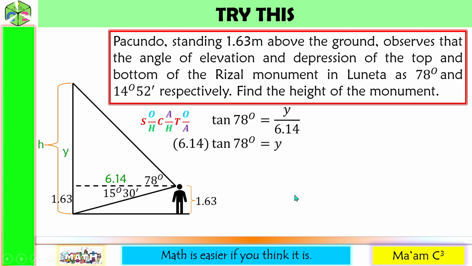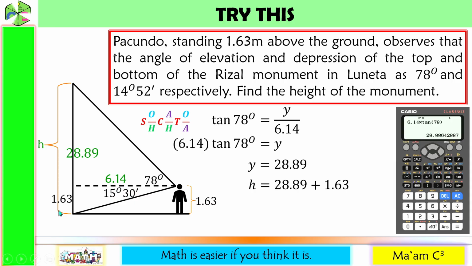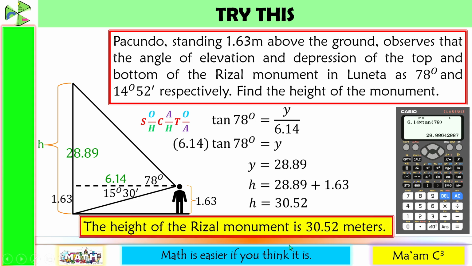Cross multiplication. Let us solve this one. So we have 6.14 times tangent 78 degrees, and this is equal to 28.89. Round off to the nearest hundredths. Our y, this one, is 28.89. To solve for h, I'm just going to add 28.89 and 1.63. And this is equal to 30.52. So it means the height of the Rizal Monument is 30.52 meters.